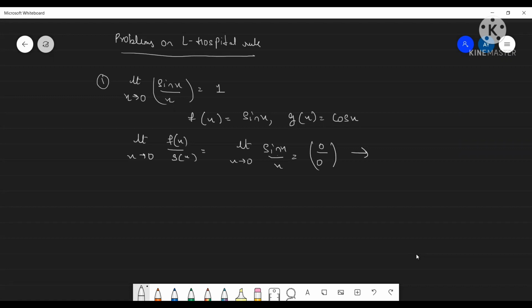So what is dy dx of sin x? That is cos x, with respect to x. dy dx of x is 1. So this is cos x by 1. And where is the limit tending to? Limit x is tending to 0. So what is cos 0? Cos 0 is 1. So the answer for this is equal to 1. Okay. Let us see the next question.